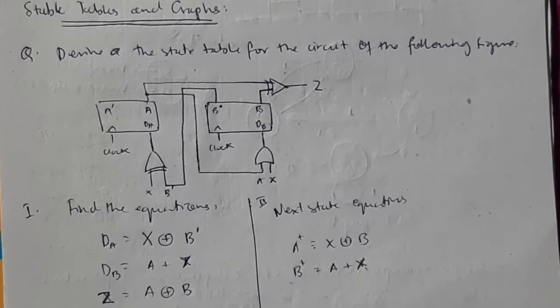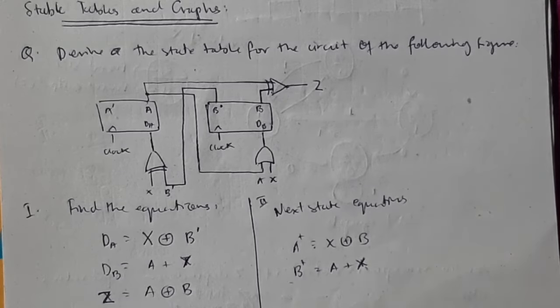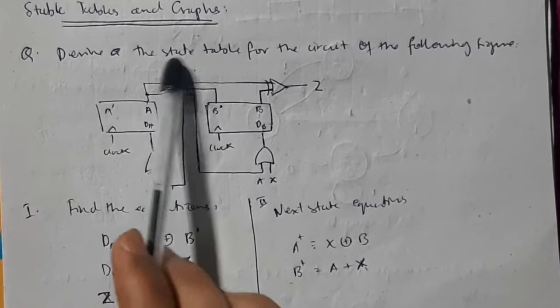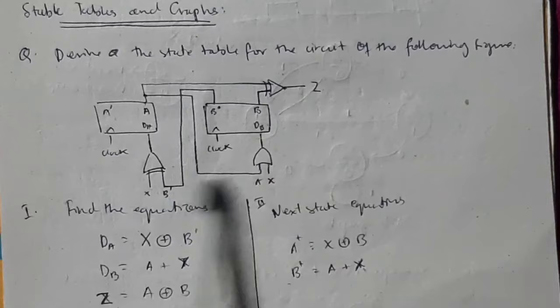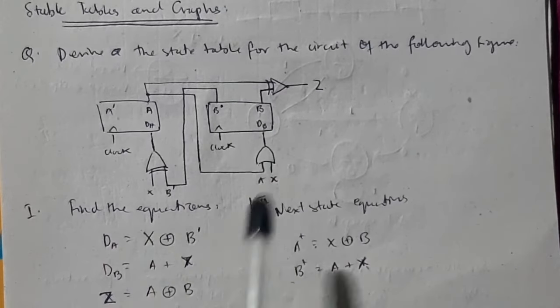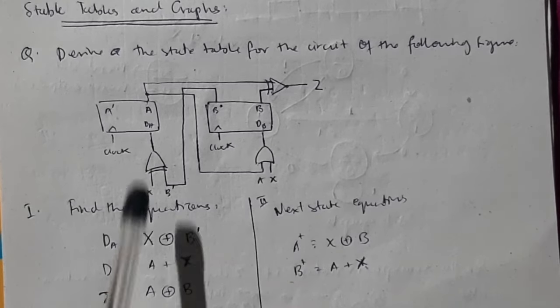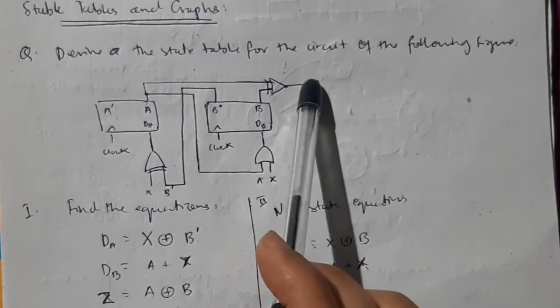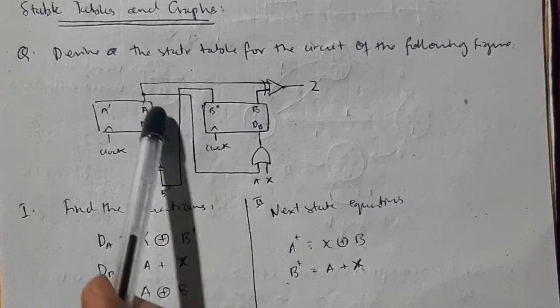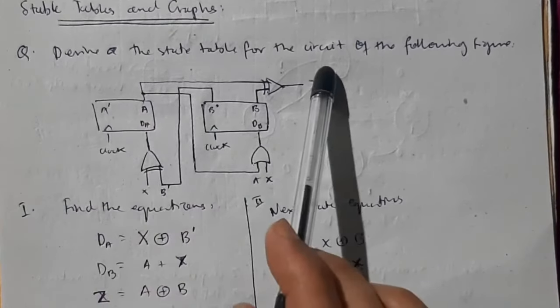This is one of the topics which they ask in the exam. See, they will give you something like this: derive the state table for the circuit of the following figure. They will give you this circuit, and you have to find the state table. First step, you have to find the equations of dA, dB and Z. dA is this, dB is this, Z is this. This is a D flip-flop and this is another D flip-flop, which is connected to Z here.